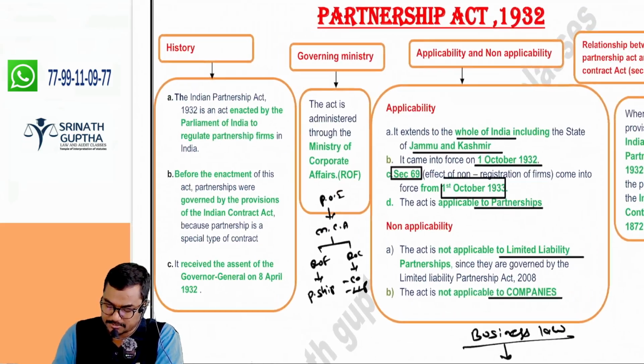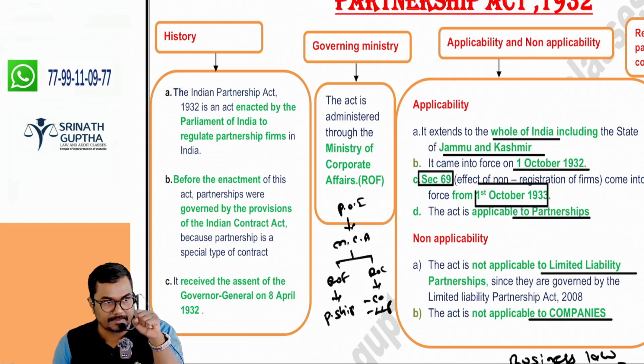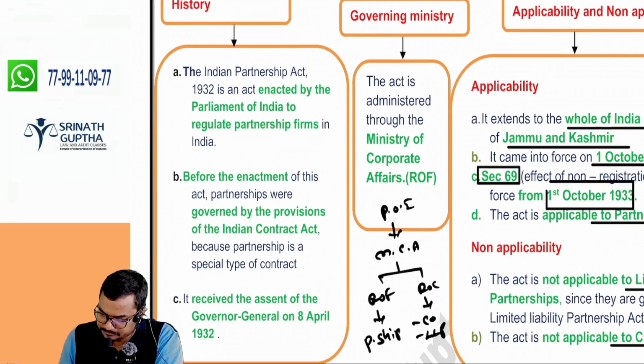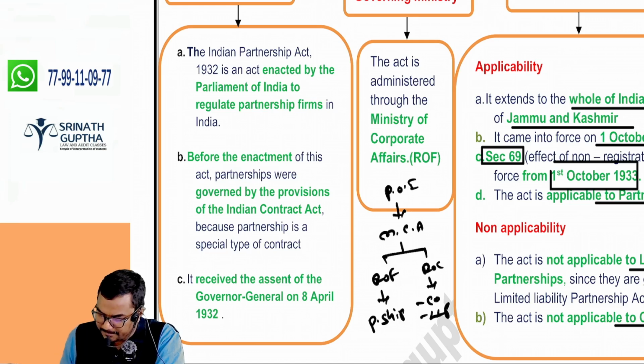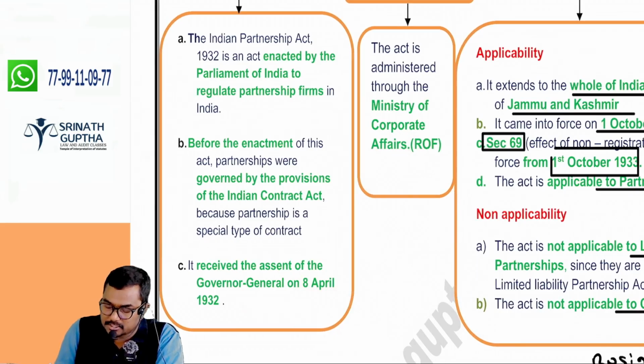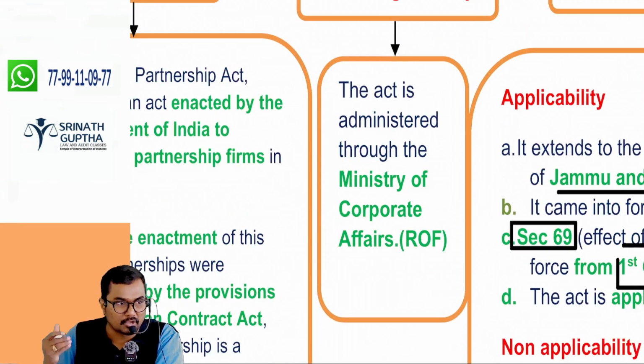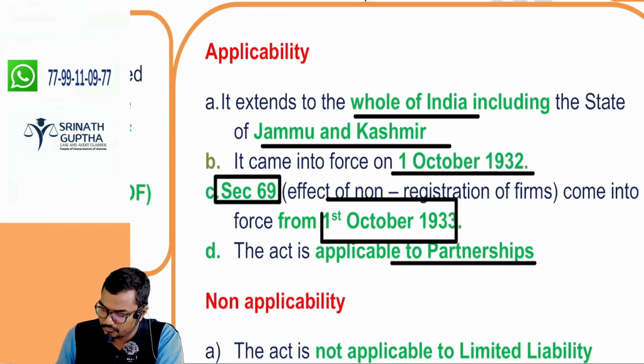Partnership Act. History. What is the history of the Partnership Act? Once upon a time, the Partnership Act was part and parcel of the Indian Contract Act. Provisions relating to contract of partnership were repealed, and they formed a new act called the Indian Partnership Act. This happened on the 8th April 1932. This was governed by the Registry of Firms and MCA, Ministry of Corporate Affairs. The Partnership Act is regulated by the Ministry of Corporate Affairs and ROF, Registry of Firms.